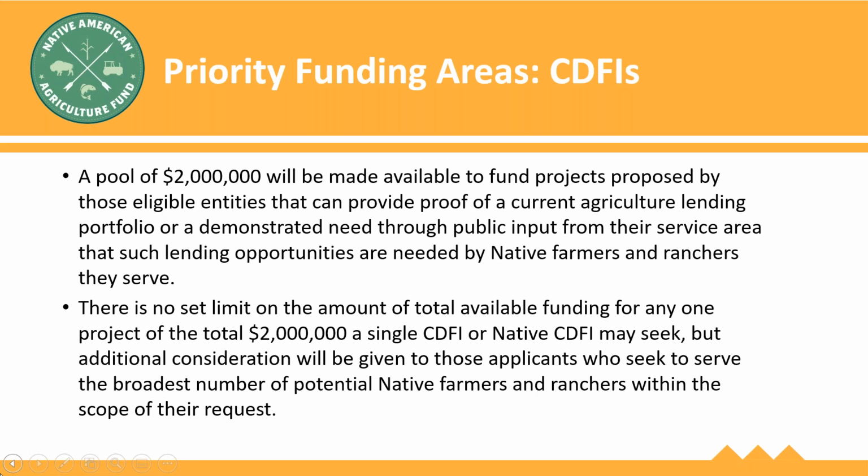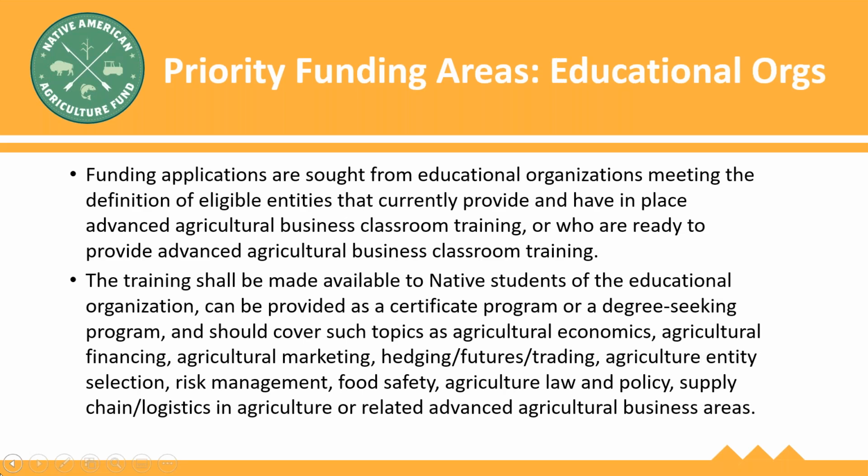Priority funding areas under CDFIs include a pool of $2 million, and that will be made available to fund projects proposed by those eligible entities that can provide proof of a current agricultural lending portfolio or a demonstrated need through public input from their service areas, that such lending opportunities are needed by native farmers and ranchers they serve. There is no set limit on the amount of total available funding that they may seek, but additional consideration will be given to those applications who seek to serve the broadest number of potential native farmers and ranchers within the scope of their request. Next slide.